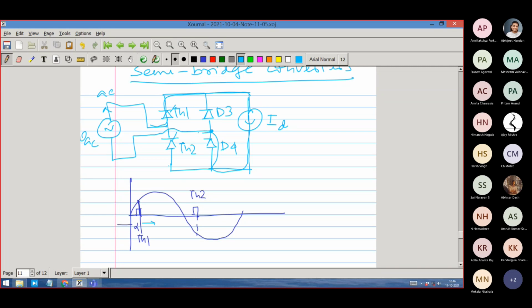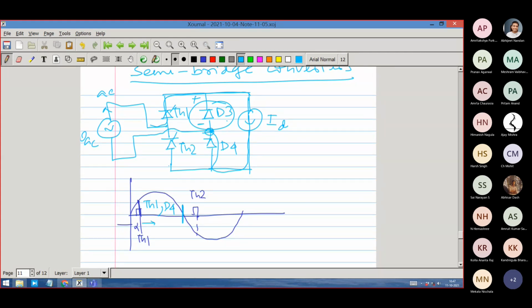I will show that the moment it takes D4, the voltage across the diode D3 is reverse biased, because when TH1 conducts, this voltage is positive and this voltage is negative. So the moment D4 conducts, D3 is incapable of conducting. It must be in the off state. D4 on implies D3 off. So initially the devices conducting are TH1 and D4, up to 180 degrees. We have no doubt about this.